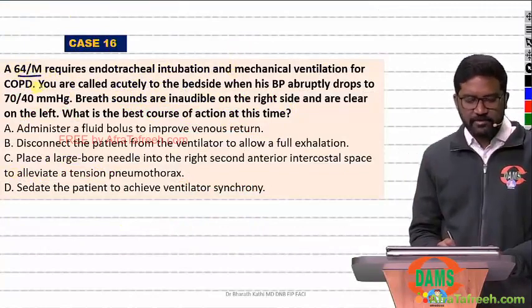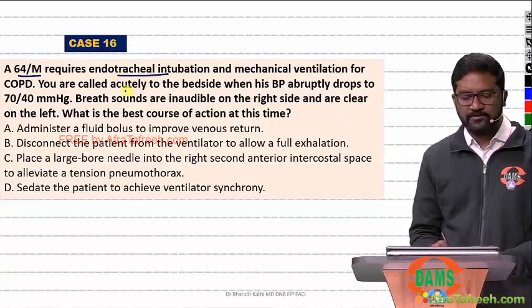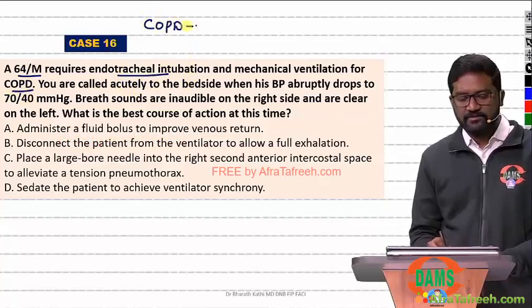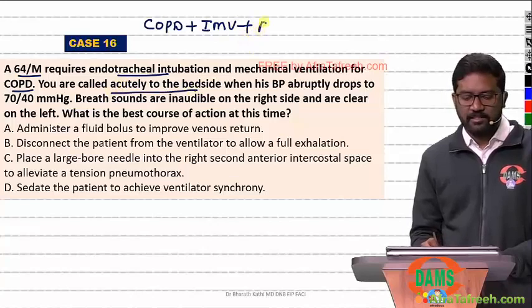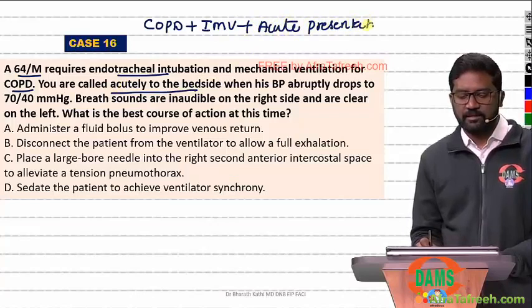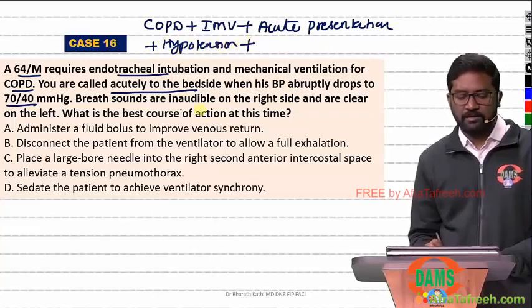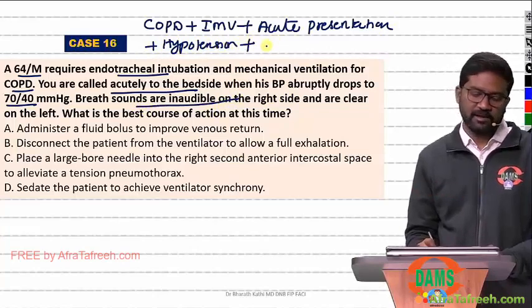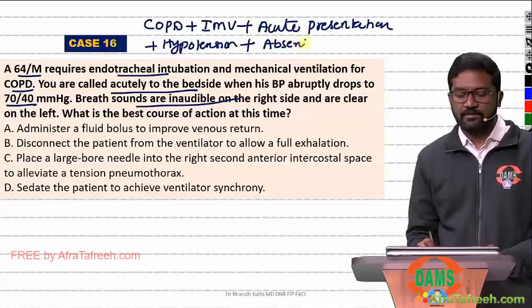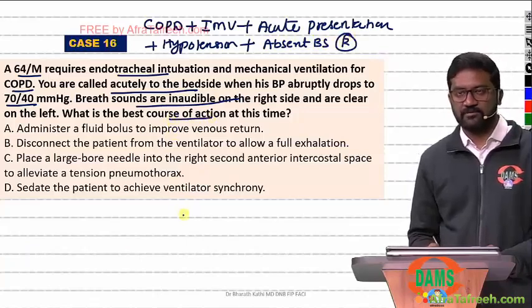A 64-year-old male requiring endotracheal intubation and mechanical ventilation for COPD. So this patient has a dangerous combination: COPD with invasive mechanical ventilation. Again, something bad is suddenly happening. Acute presentation: the patient's BP has fallen, he is in hypotension, and breath sounds are absent on the right side. Absent breath sounds on the right. So what is the next course of action, or best course?